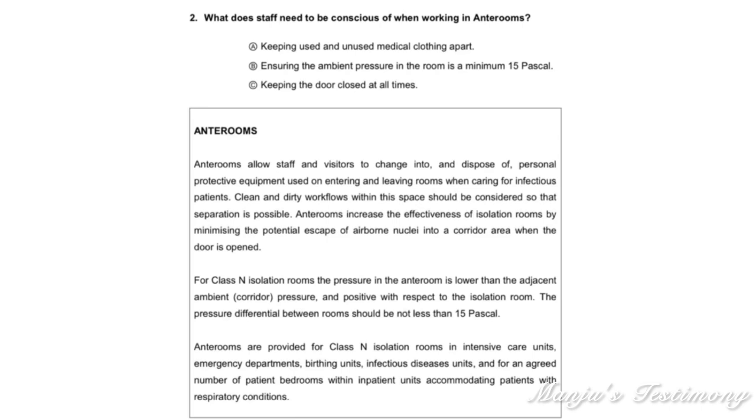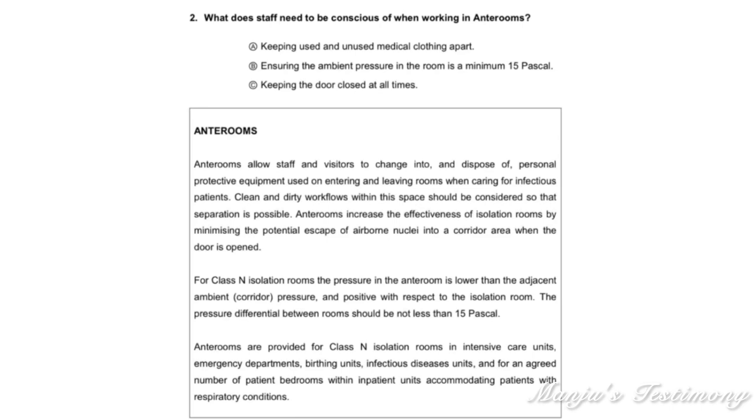the door is open. So I think I don't have to explain the meaning again because I already explained a lot about why anteroom is there, what the function of anteroom is. I just superficially explain the meaning here. Anterooms increases the effectiveness of isolation room by minimizing the potential escape, to prevent the escape of airborne nuclei into the outside corridor area when the door is opened. Only when the door is open.